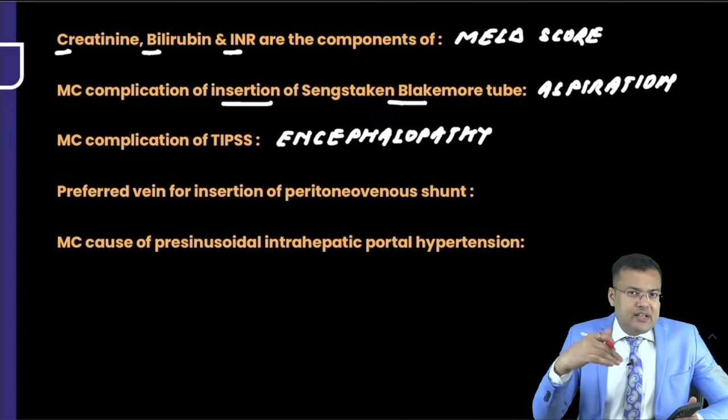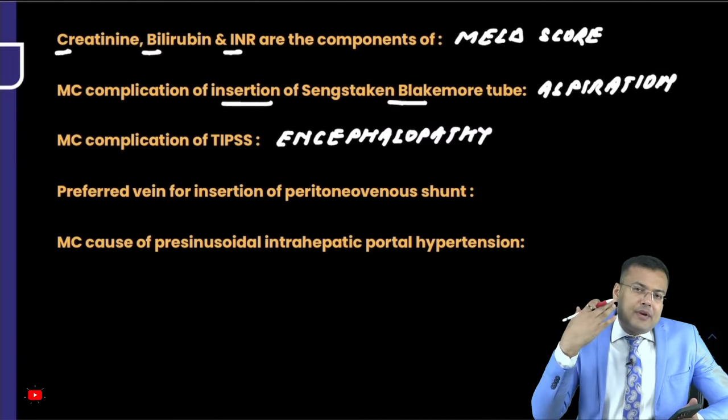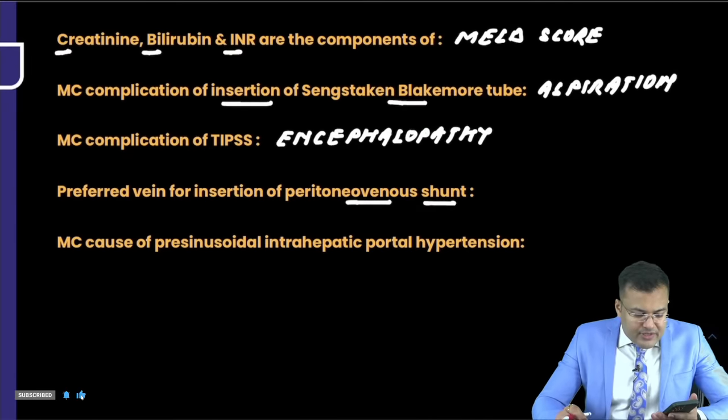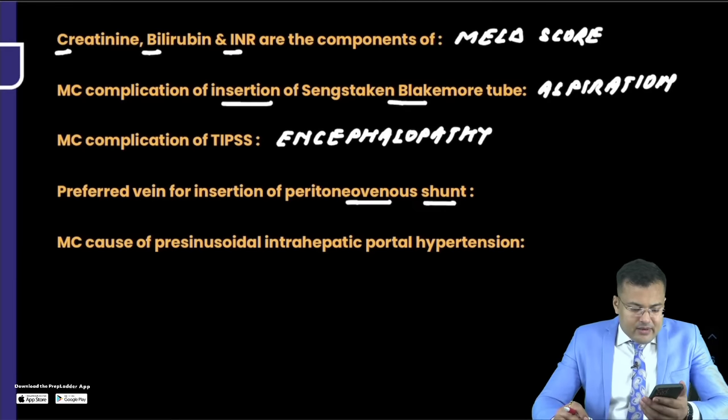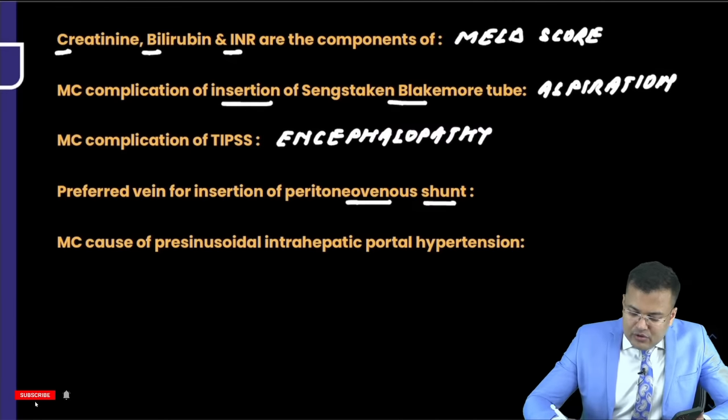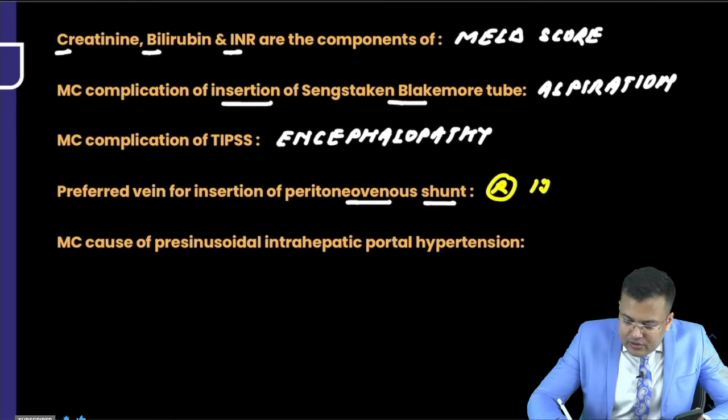Another question, asked in AIIMS as well as in INI-CET. Preferred vein for insertion of peritoneovenous shunt. Aparna Keshari, first person to reply correctly. Very good. Ankit Gujjar, Jitu Meena, all of you are correct, guys. It is the right internal jugular vein.